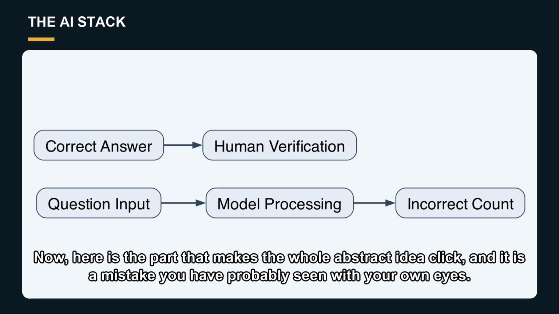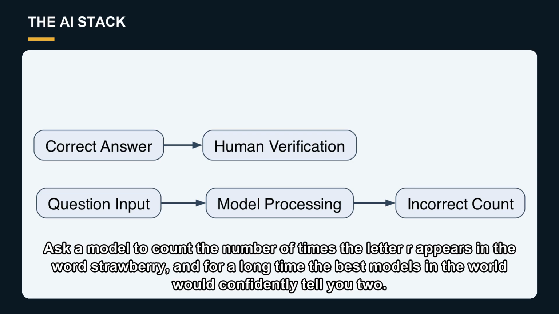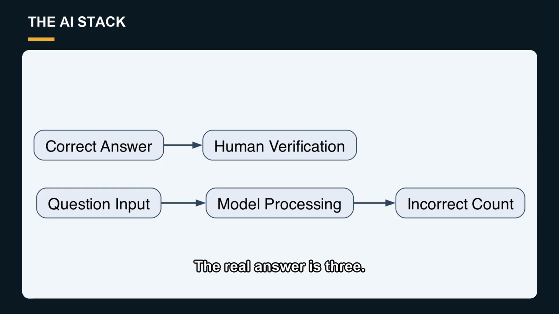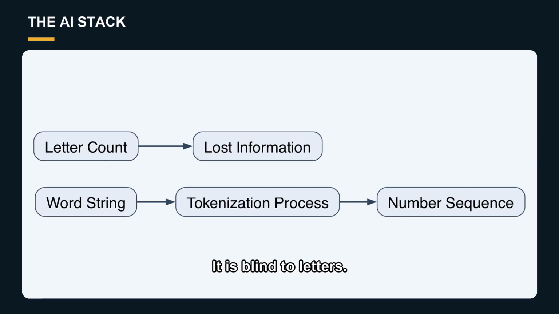Now, here is the part that makes the whole abstract idea click, and it is a mistake you have probably seen with your own eyes. Ask a model to count the number of times the letter R appears in the word strawberry, and for a long time, the best models in the world would confidently tell you 2. The real answer is 3. People took this as proof the AI was dumb. It is not dumb. It is blind to letters.